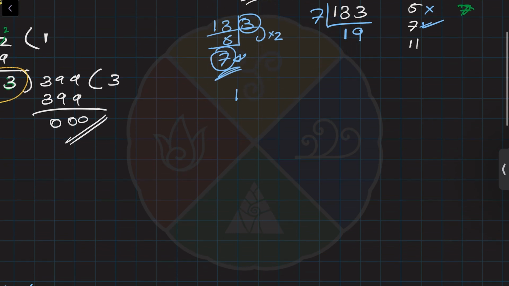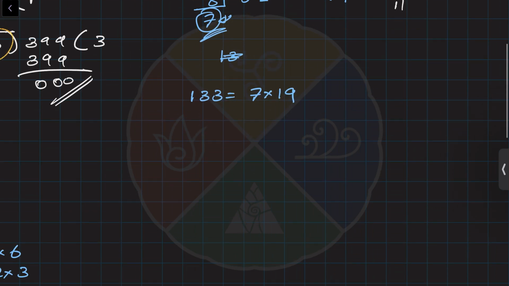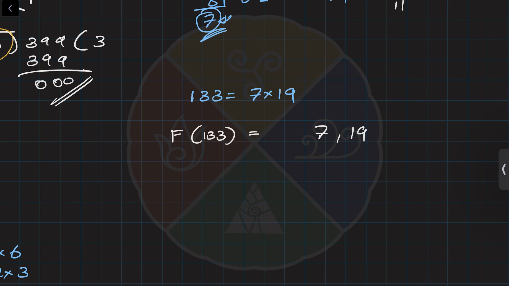So the number 133 could be written as 7 into 19. Only 2 prime factors are there. Therefore, if I check all the factors of the number 133, I will find that, of course, 7 and 19 are factors. One more possibility is there for 133, and that is the original number, 1 into 133. So I have 1 and 133. There are only 4 factors for this given number.